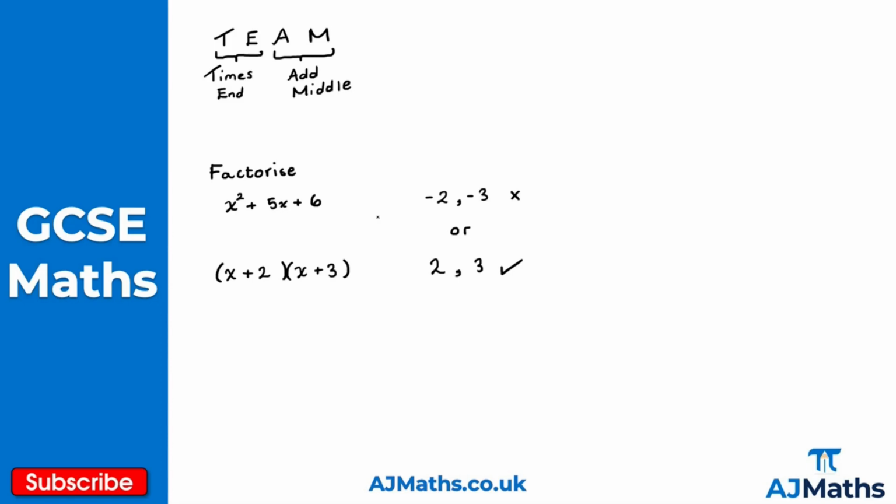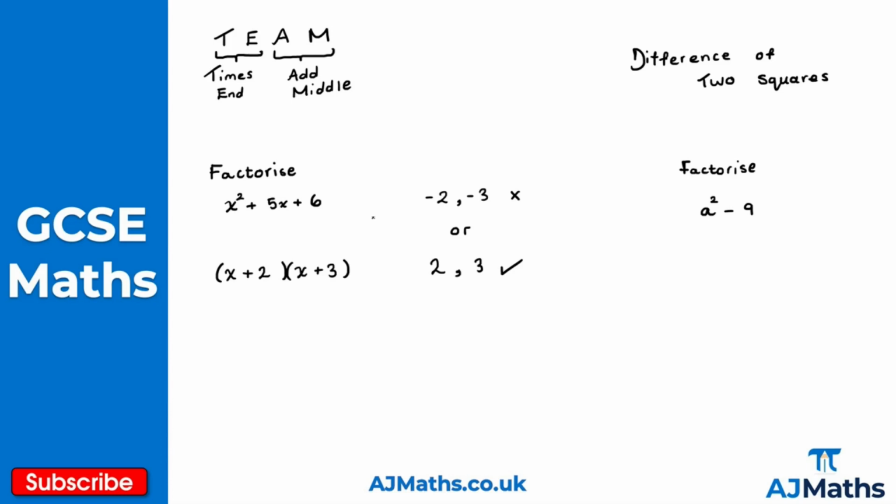Now, if we just take a look at one special case here, this is what we call the difference of two squares. What do we mean here by the difference of two squares? Well, let's say that we want to factorise a squared minus 9. Okay. So here, I can factorise this into double brackets, just like we've seen for this quadratic.